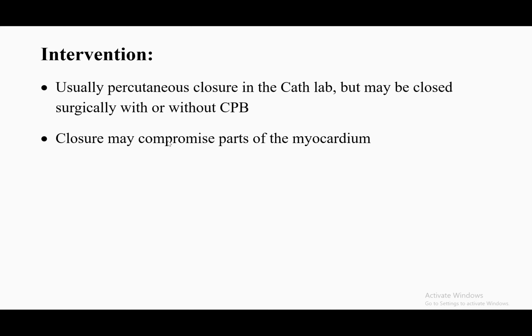Intervention is usually percutaneous closure in the cath lab, but may be closed surgically with or without bypass according to the pathology. Closure may compromise parts of the myocardium. If it is just an anastomosis, they may put a plug or close this anastomosis. But if just a collateral, they may close the collateral. But if this anomalous artery supplies a part of the myocardium, compromise of this part of the myocardium may occur.